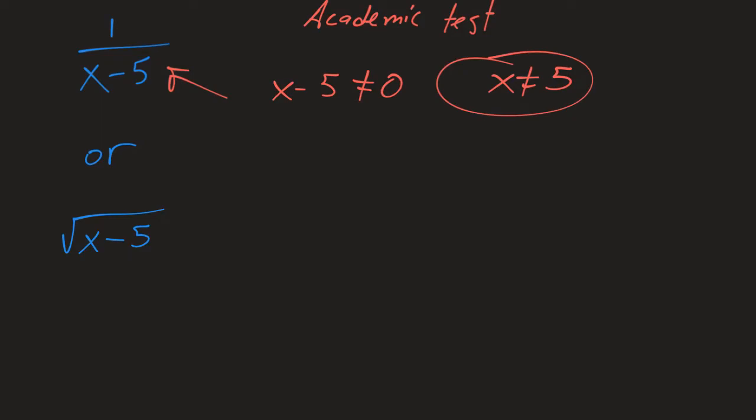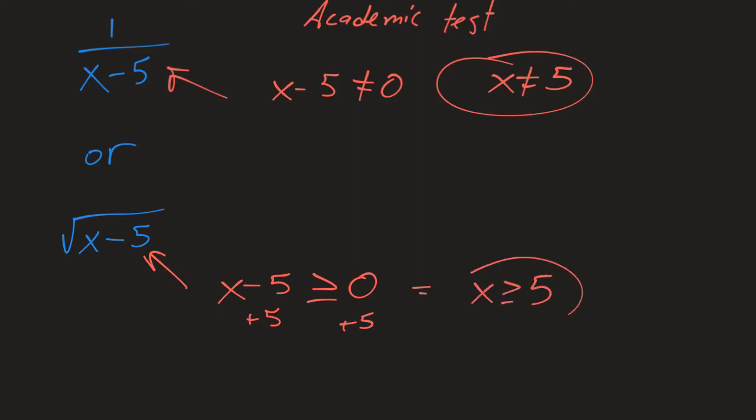Okay. And for the square root problem, same approach as what we talked about before too. No negatives under that square root. So what have we got here? x minus 5 is greater than or equal to 0. It's positive. We move that 5 over. And boom, here we go. We've got x is greater than or equal to 5, right? So this might be something that you could have seen on the academic test, either a division problem where it does not equal 0 or a square root problem where you'd have to be greater than or equal to 0.